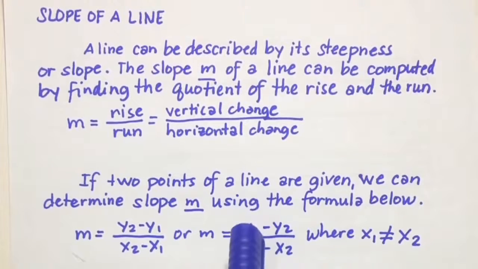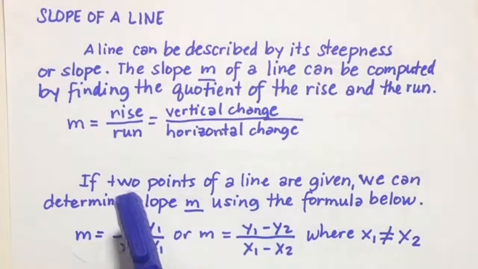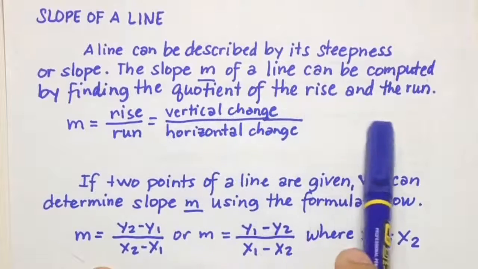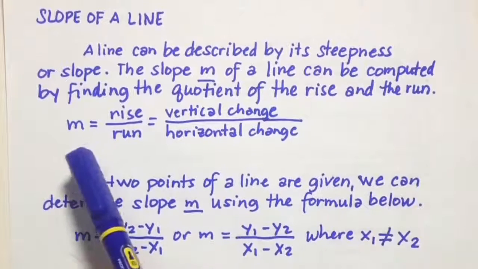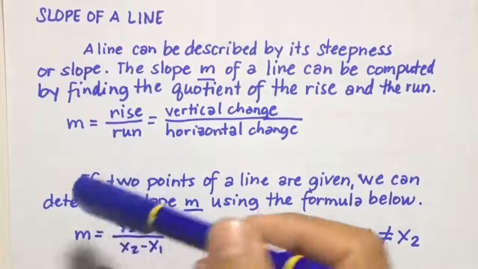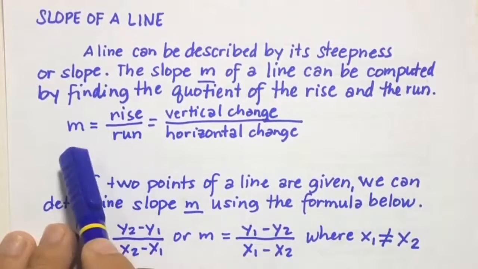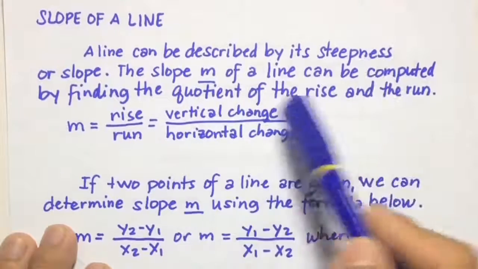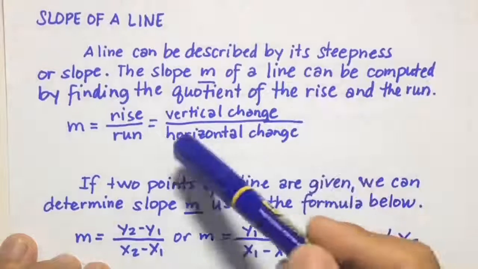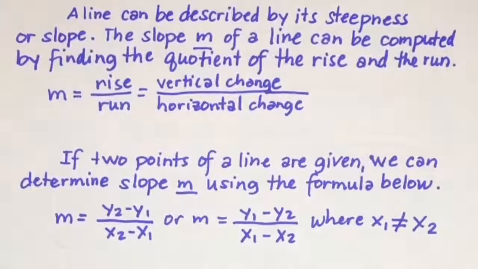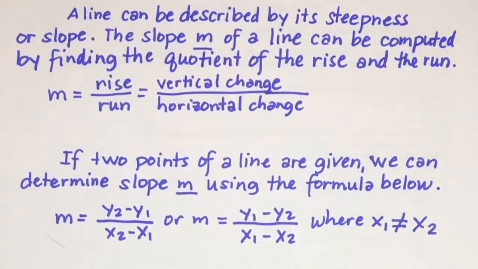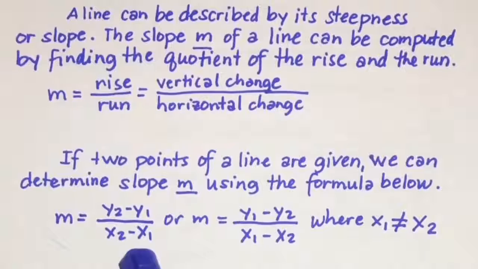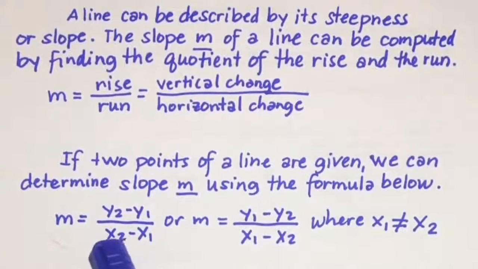A line can be described by its steepness or slope. The slope m of a line can be computed by finding the quotient of the rise and the run. In this formula, the slope m equals rise over run, or the vertical change over the horizontal change. If 2 points of a line are given, we can determine the slope m using the formula below. So this is the formula in finding the slope of a line.